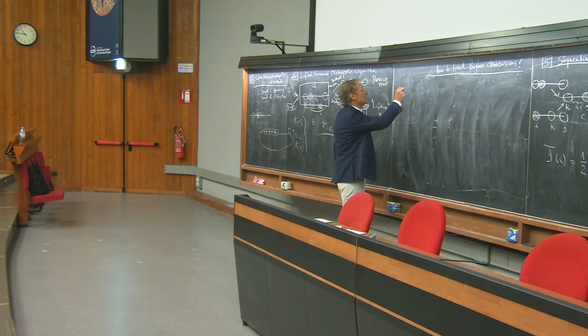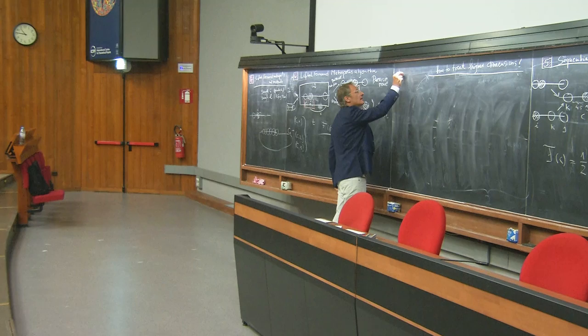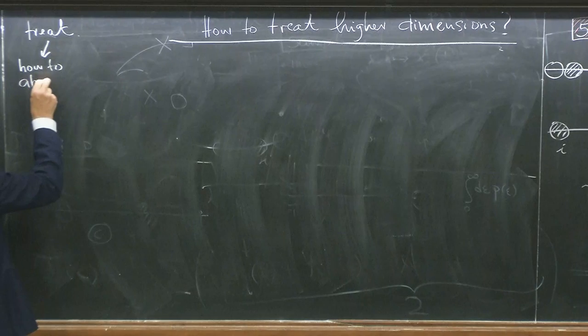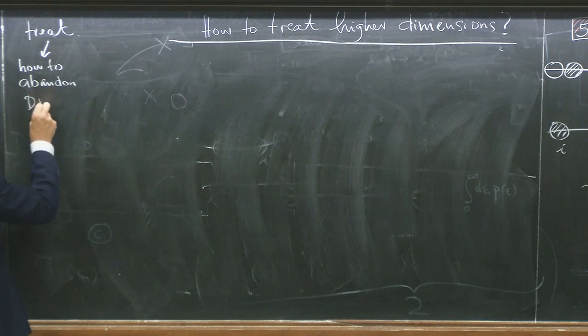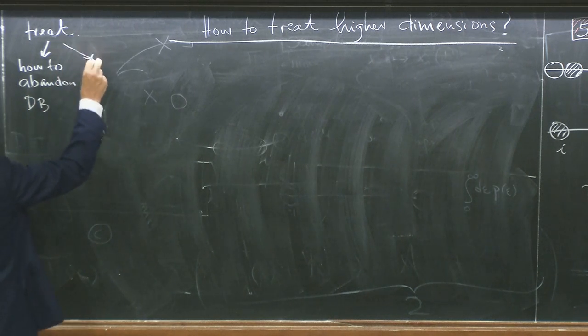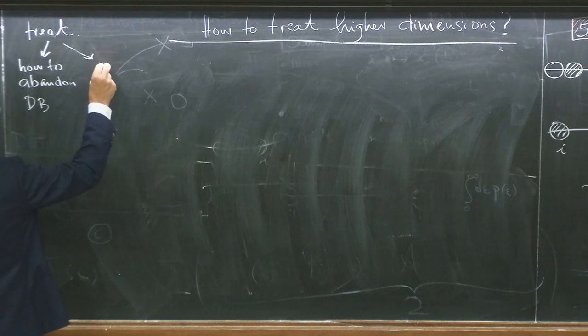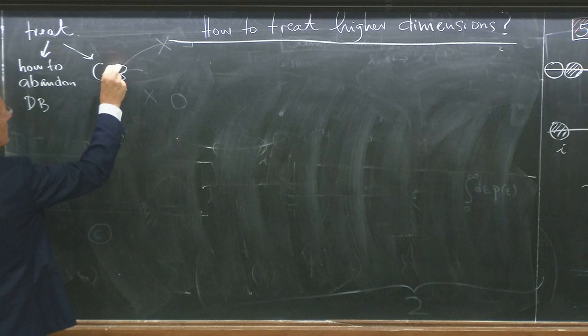What this means is how to abandon detailed balance algorithms and go to global balance algorithms.